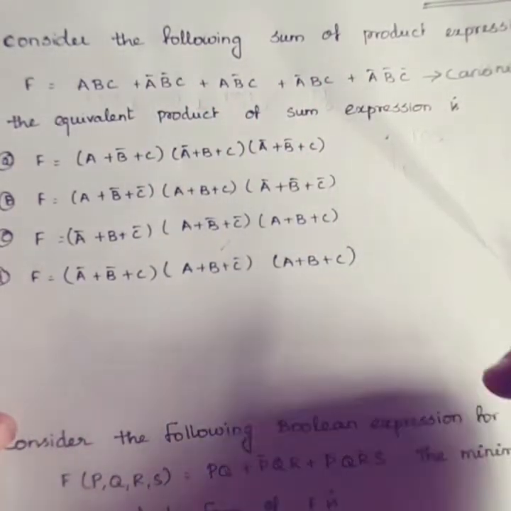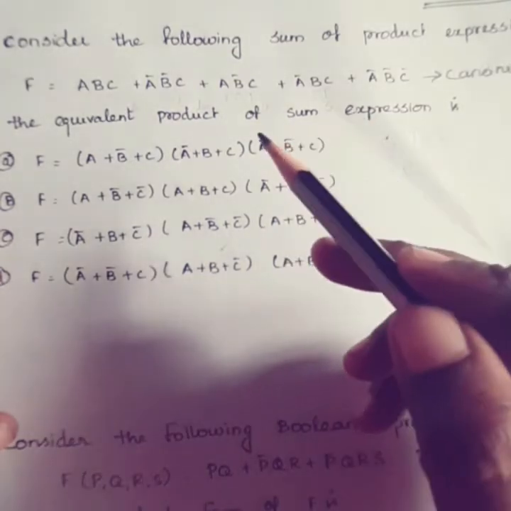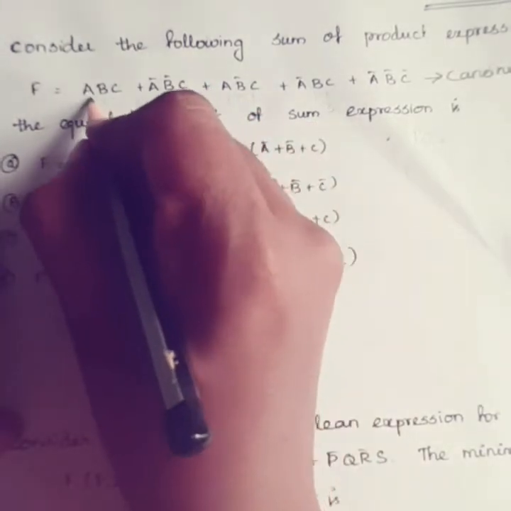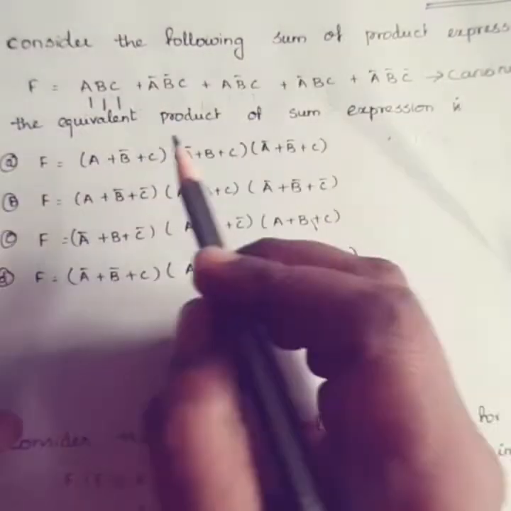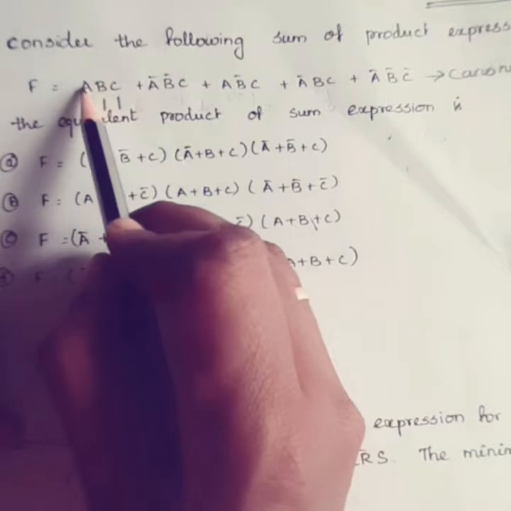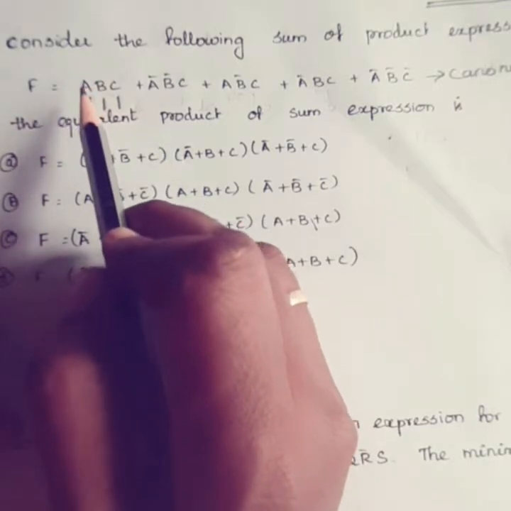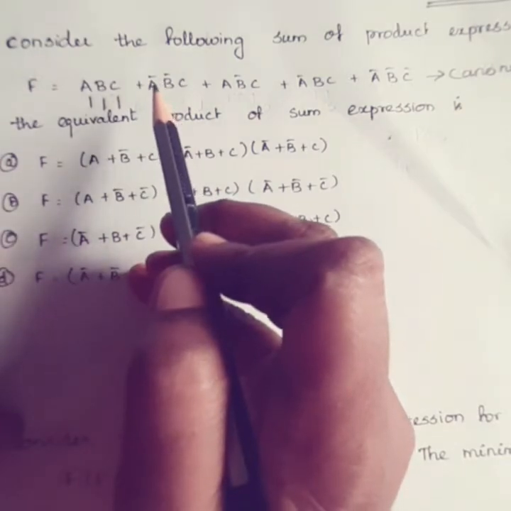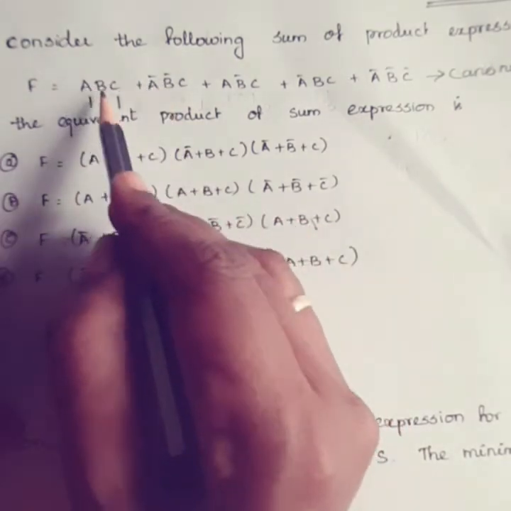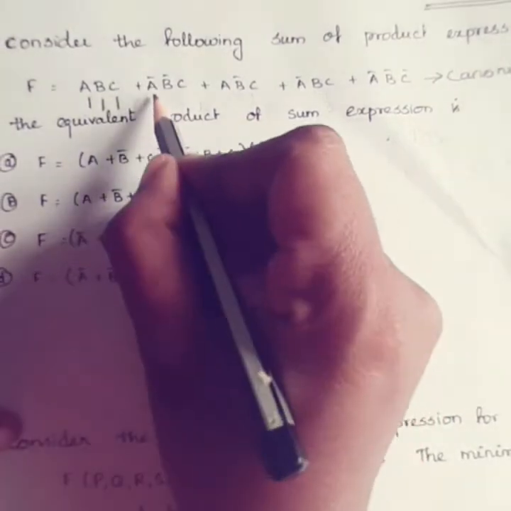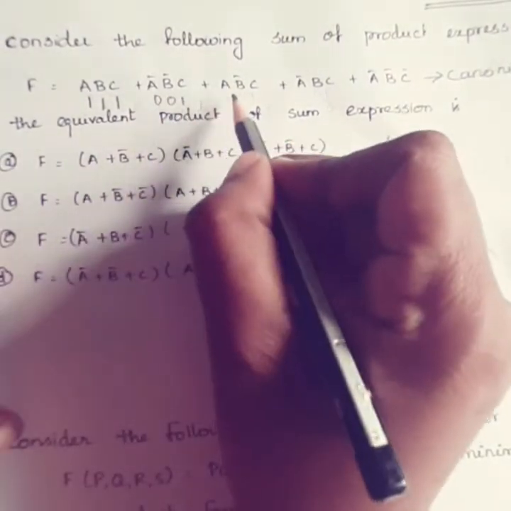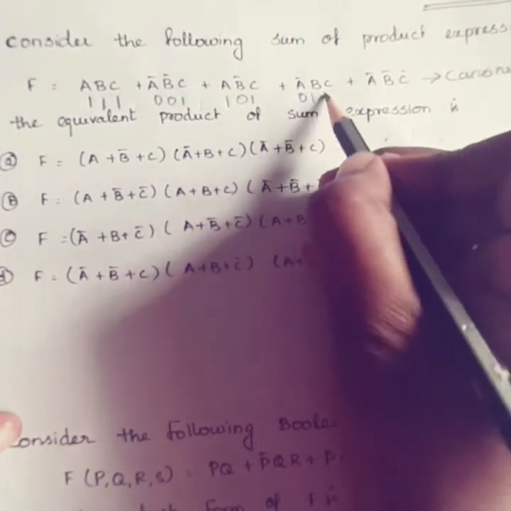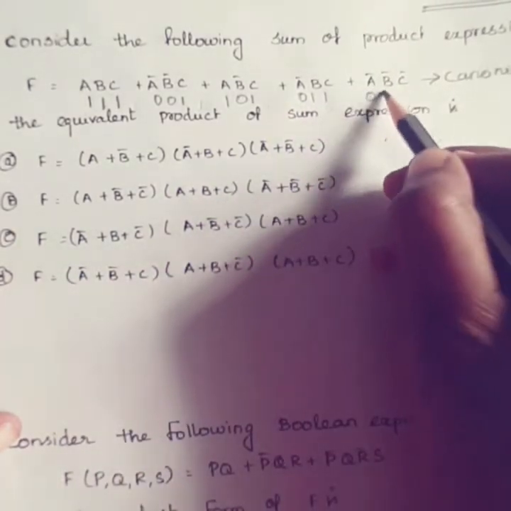So first we have to find the min terms which are involved in this sum of product. For that, ABC means you can write the min term as 111, because in sum of product, if your literal is in natural form you represent it by 1. If it is in complemented form you represent it by 0. So ABC means 111, A bar B bar C means 001, A B bar C that is 101, A bar B C 011, A bar B bar C bar 000.